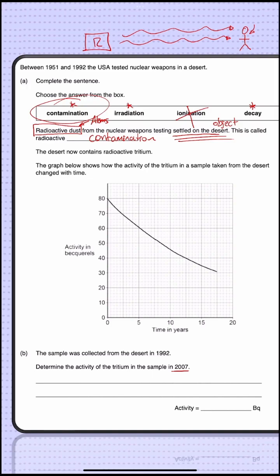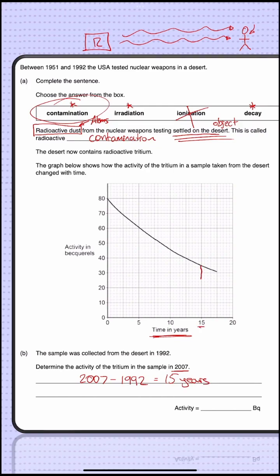So you can do 2007 minus 1992. That's going to tell you how many years it took, because here we don't have years, we have the time. So if we work out how many years that is, it's 15, isn't it? So we need to find out what the activity is after 15 years. So go to 15 here.